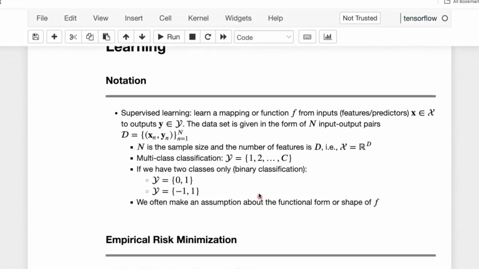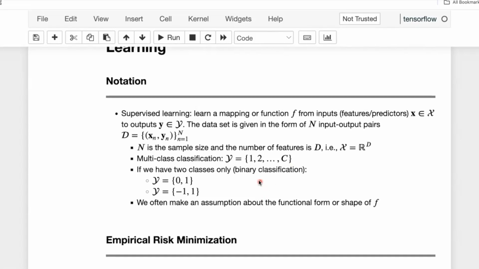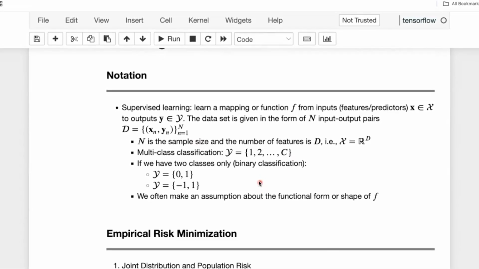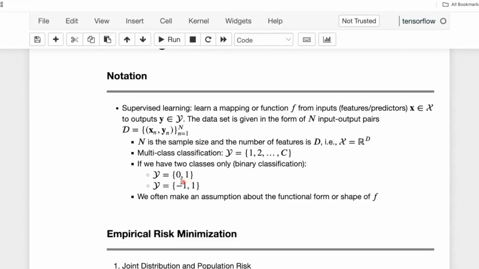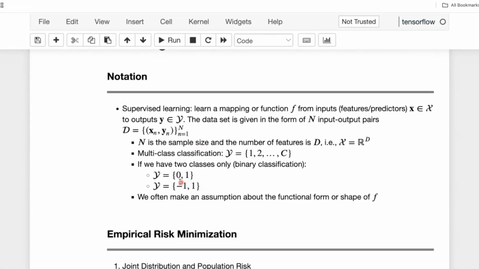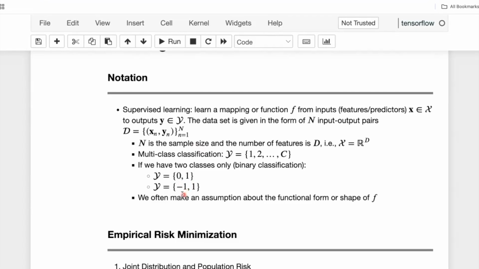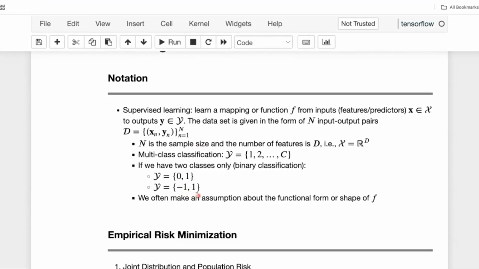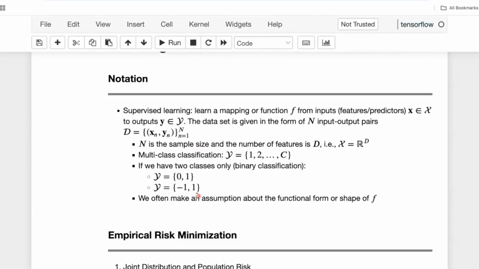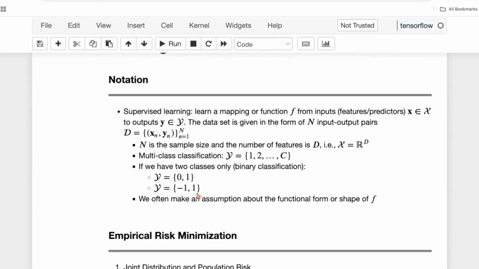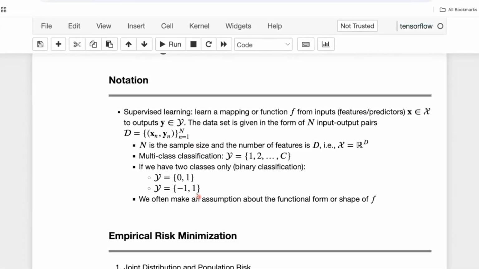In the case of binary classification, which we focus on a lot in this course, we can have multiple notations. It is common sometimes to use the labels or categories as 0 and 1, and sometimes we use -1 and 1. And in this lecture, you're going to see why we have these different notations, because sometimes it's more convenient to use one over the other.